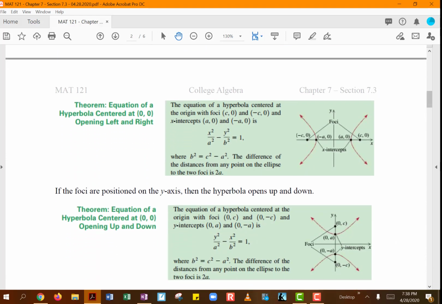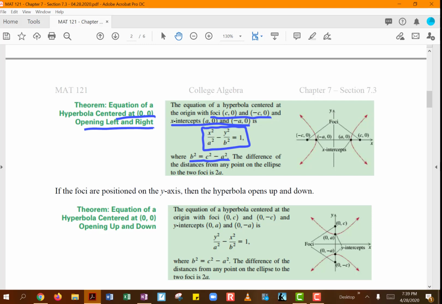So when you have a hyperbola which is centered at (0, 0) and it opens left and right, your foci are going to be on the x-axis at (c, 0) and (-c, 0). You will have x-intercepts because your branches will cross the x-axis at (a, 0) and (-a, 0). And the equation of our hyperbola is going to be x squared over a squared minus y squared over b squared equals 1. And the relationship between our a, b, and c variables is going to be b squared equals c squared minus a squared.